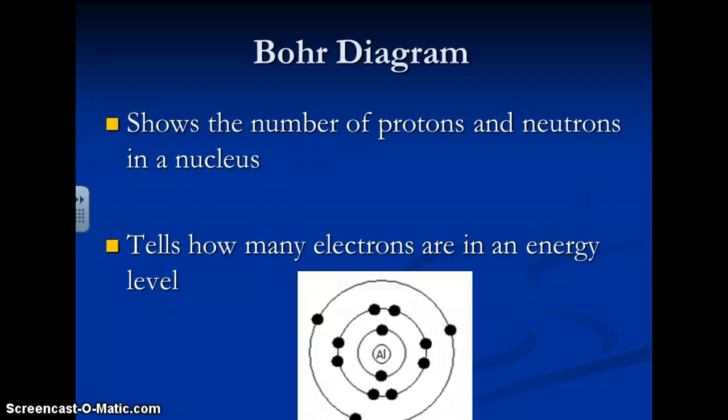Later this week, we're going to talk about how to make a Bohr diagram. And our Bohr diagrams are going to show the number of protons and neutrons within a nucleus. They're also going to be able to tell us how many electrons there are in an energy level. We're going to be working on that on Friday. So for right now, just know that Bohr diagrams are coming up.